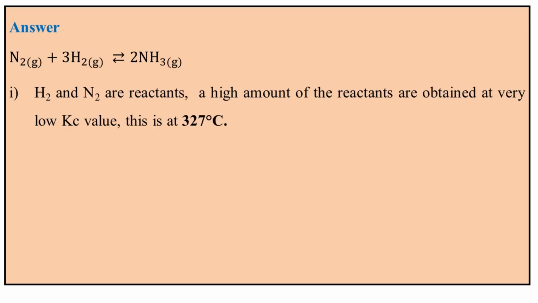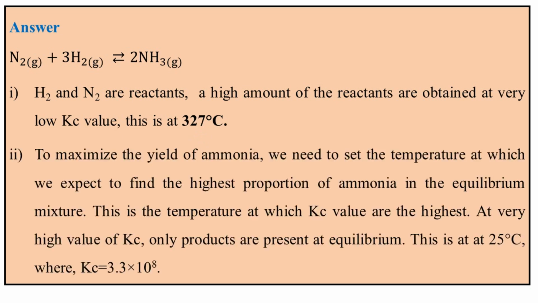Going to the answer, the hydrogen and nitrogen are the reactants. So I was telling you that we have nitrogen and hydrogen as reactants. So they are at a high amount. That means a high amount of reactant is obtained at a very low Kc value. We have seen that this temperature is the one which has a very low Kc, which is 4.1. So that is where we have more nitrogen and more hydrogen.